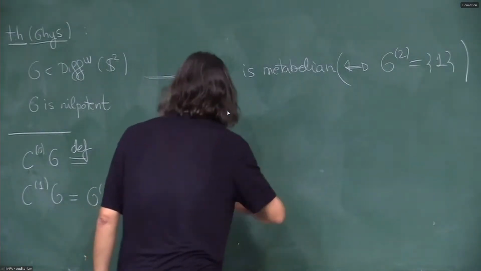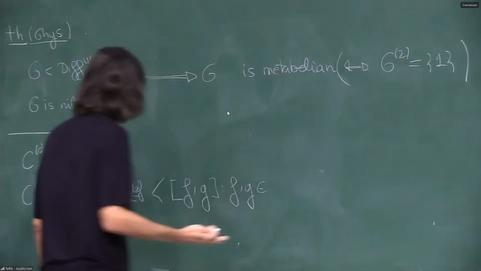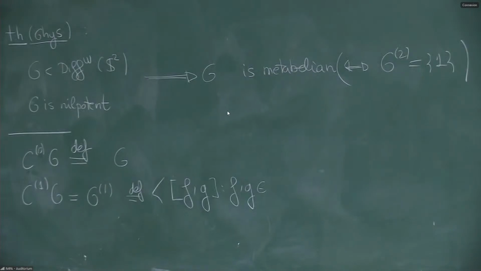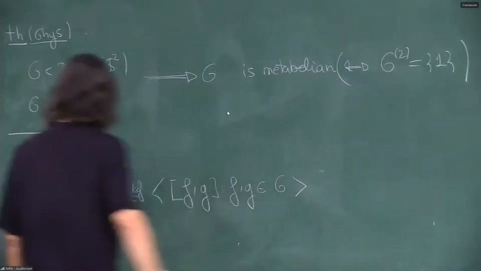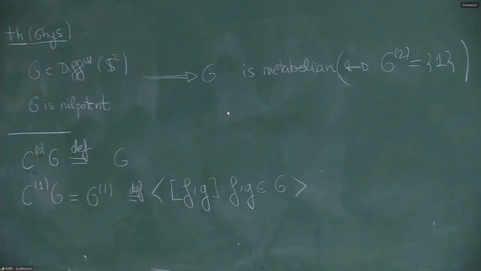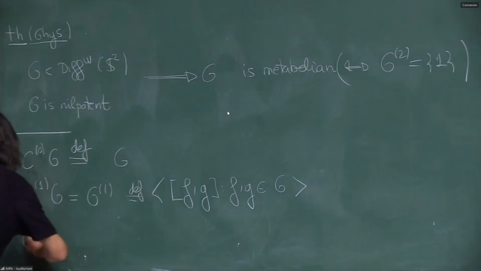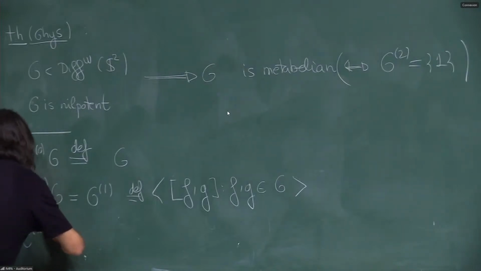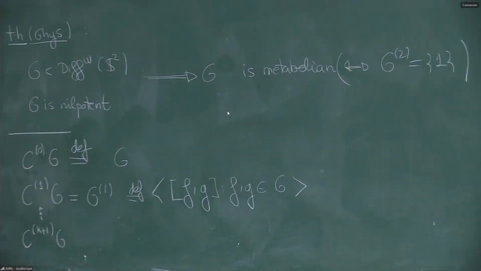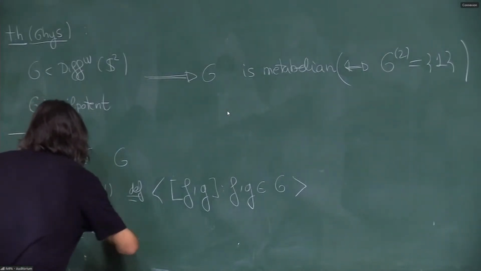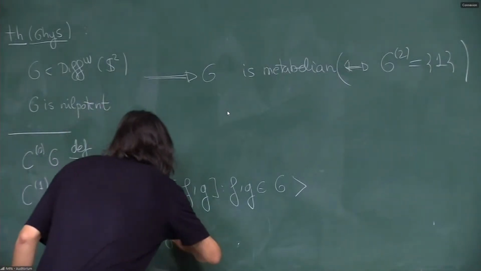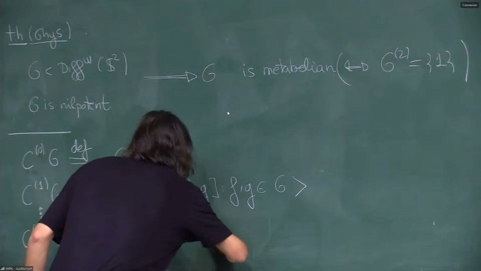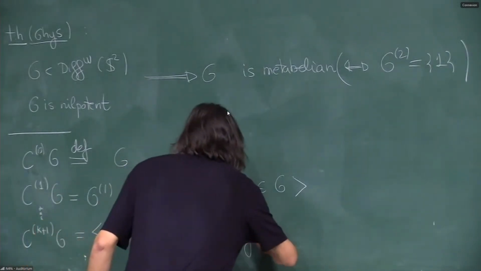The set of commutators is not necessarily a subgroup, so we have to consider the subgroup generated by them. Right? And once you have the first one, the k plus 1 is the group generated by commutators of the form [f, g], where f belongs to the kth element in the descending central series, and g is an element of the group.